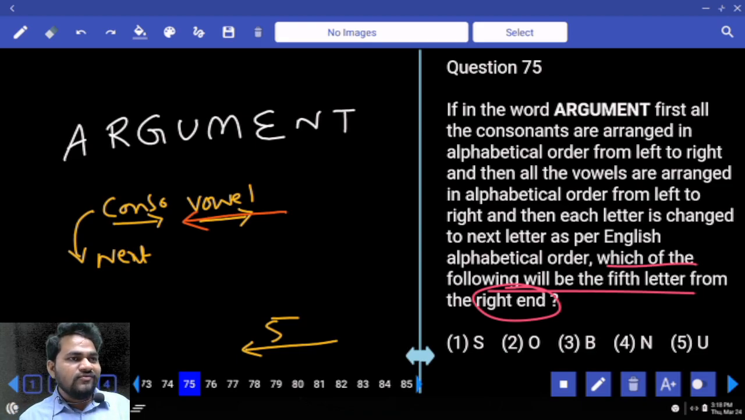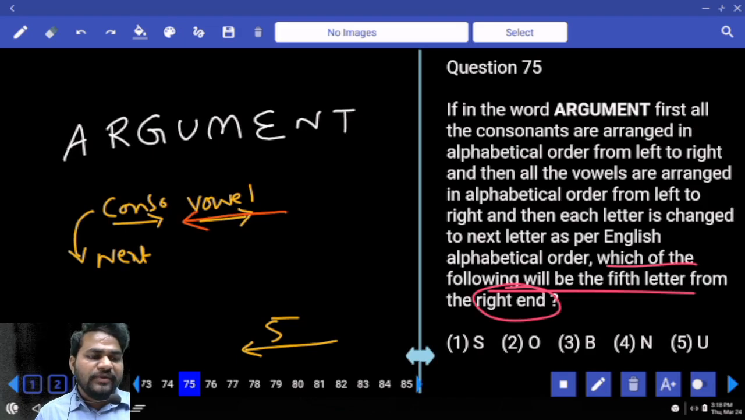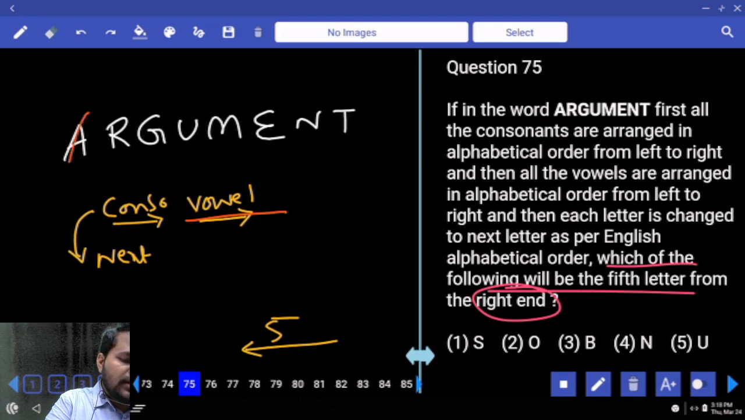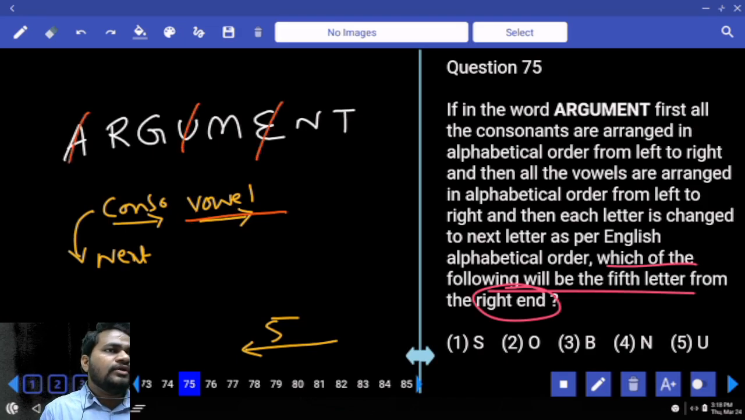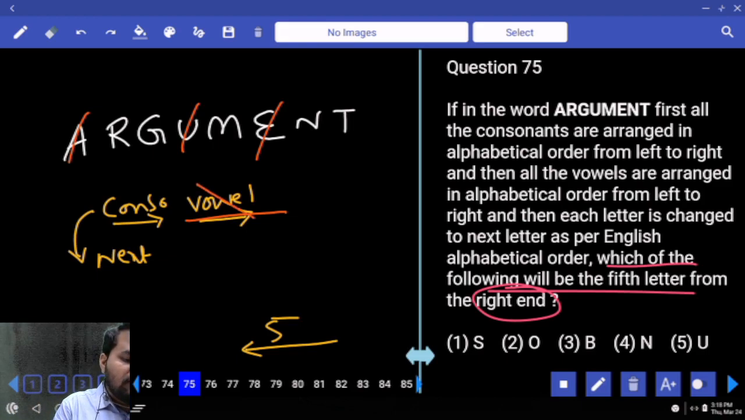From the right end, first we get vowels. How many vowels are there here? 1, 2, 3. But I need to get the fifth element, so my answer will not be related to a vowel. So I need to come to consonants. After completion of vowels, 4, 5 will be considered from consonants.